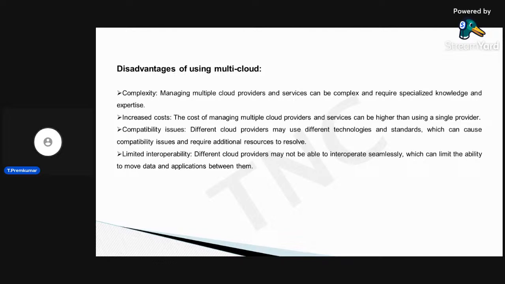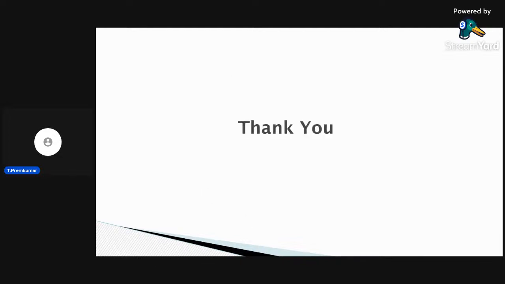Limited interoperability. The different cloud providers may not be able to interoperate seamlessly, which can limit the ability to move data and applications between them.